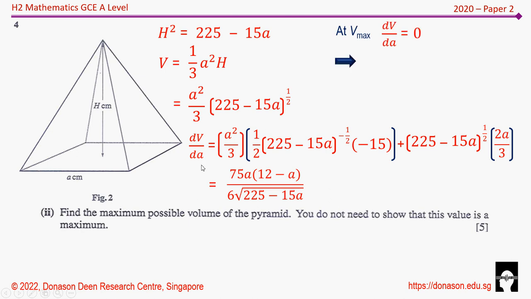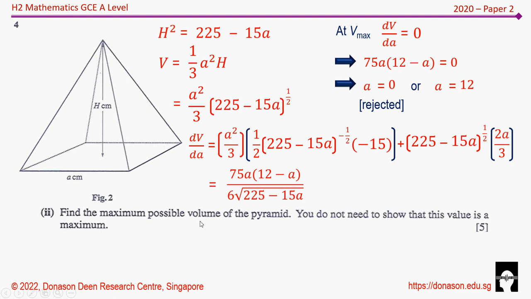Now that you've got this, what would be dV/dA when the volume is maximum? At Vmax, dV/dA must be equal to 0. So this is your expression for dV/dA. The denominator certainly cannot be 0, because otherwise dV/dA becomes undefined or infinity. So either 75A must be 0, in which case A would become 0, and then the pyramid does not even exist, or 12 minus A must be 0. So the numerator 75A times (12 minus A) equals 0 gives A equal to 0 or A equal to 12, and of course A cannot be 0. So the value of A should be 12 for the volume of this pyramid to be maximum.